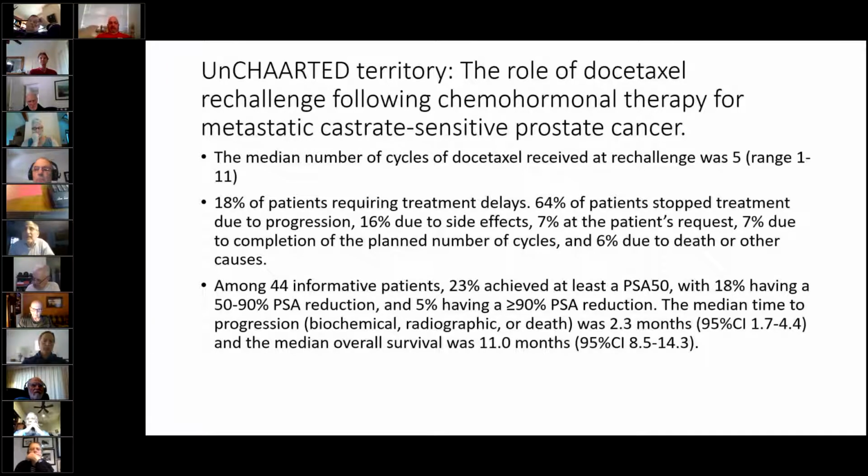Rick, would that have... Sorry, whoever that was, please repeat. We can't hear you. This is Bill. Was that meant to say a PSA of 50? No, PSA 50 means a 50% reduction in PSA. Right. Oh, okay. Thanks. Yeah, PSA 50.